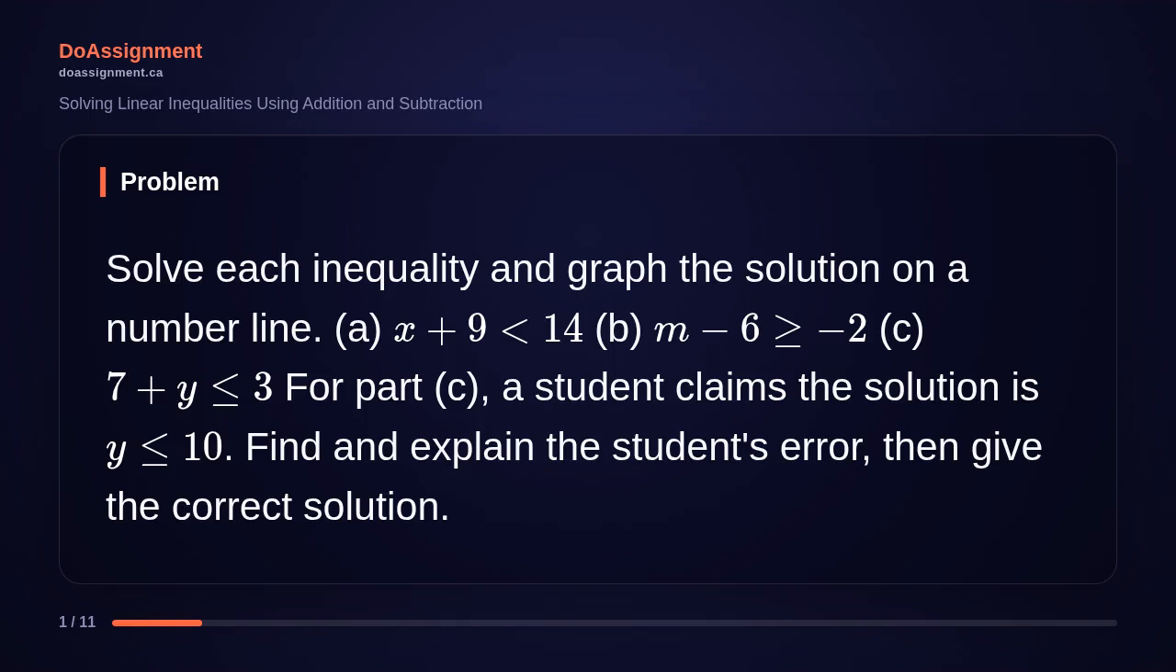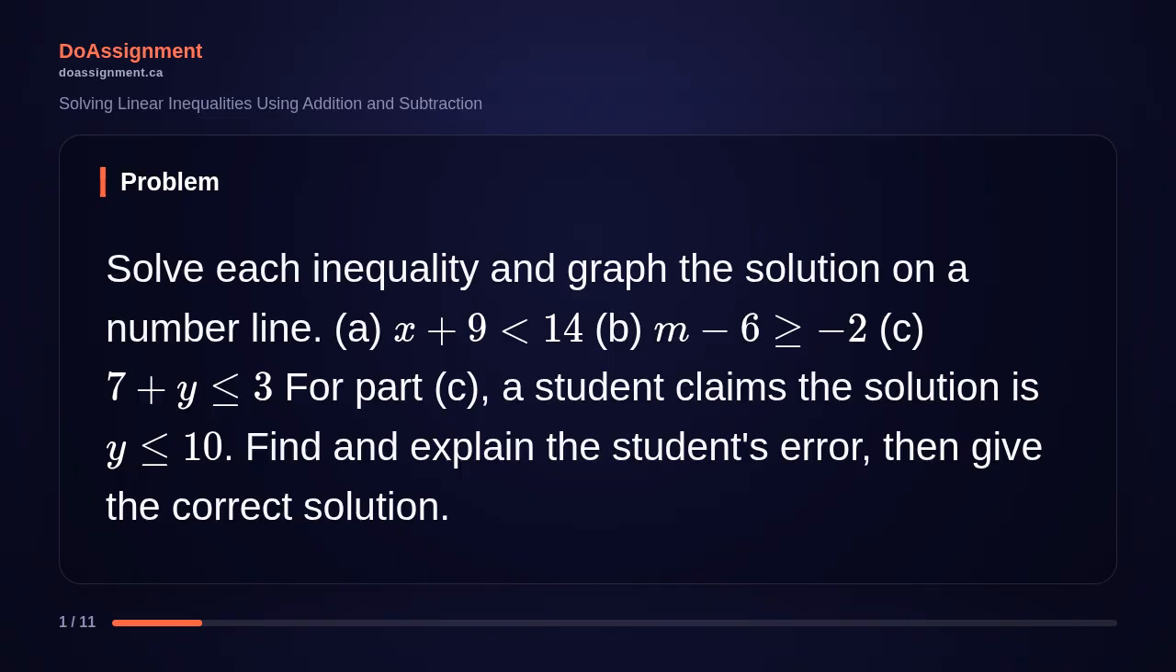Solve each inequality and graph the solution on a number line. Part A, x plus 9 is less than 14. Part B, m minus 6 is greater than or equal to negative 2. Part C, 7 plus y is less than or equal to 3. For Part C, a student claims the solution is y is less than or equal to 10. Find and explain the student's error, then give the correct solution.